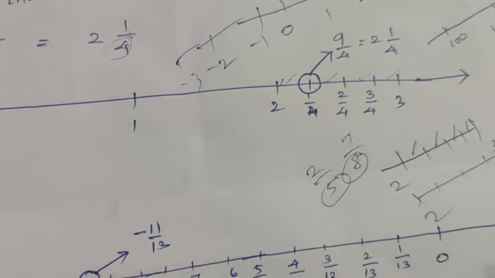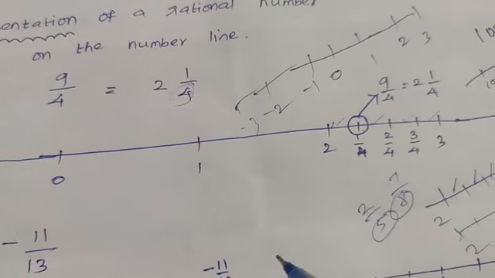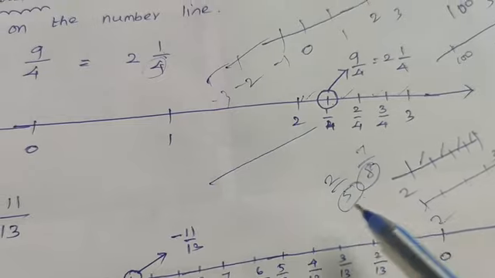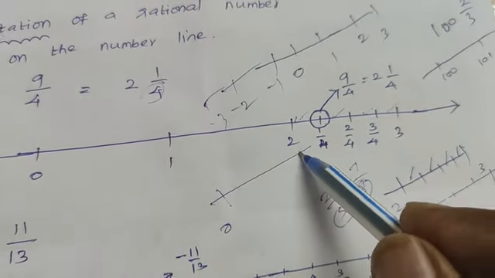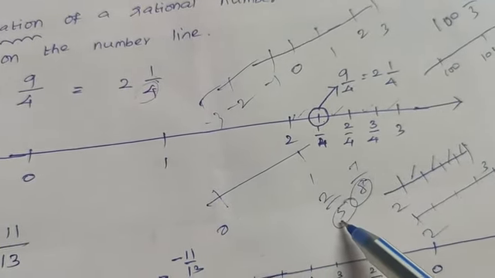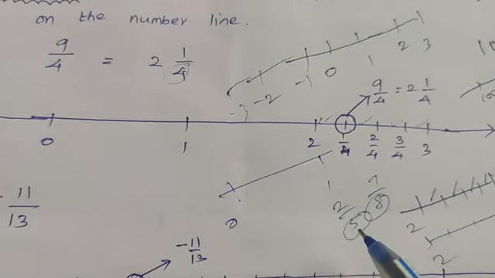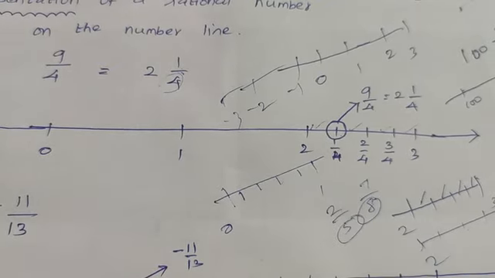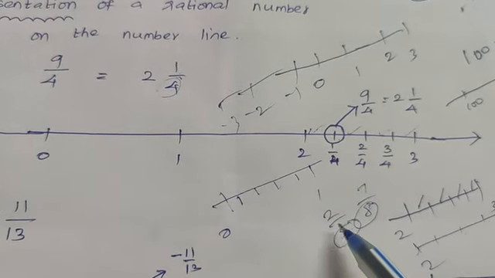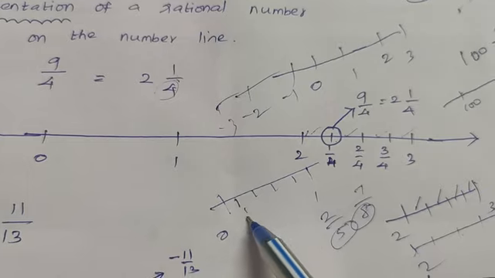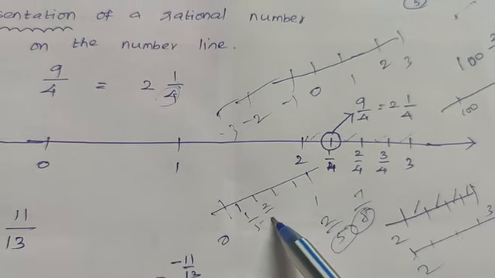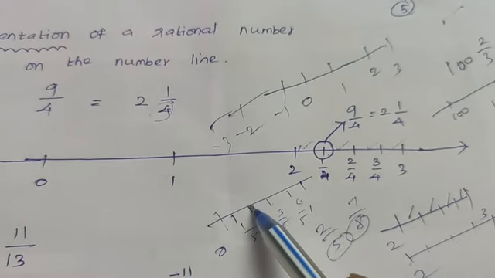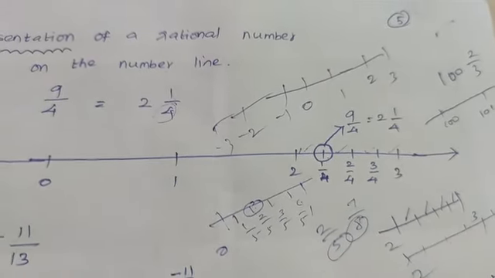Suppose 2 by 5. It is in between 0 to 1, because the numerator is less than the denominator. So it is definitely between 0 and 1. Now how many parts we need to introduce? 5 parts, so 4 lines. Now we need to write first here 1 by 5, 2 by 5, 3 by 5 and 4 by 5. Now mark 2 by 5. Like that we need to mark.